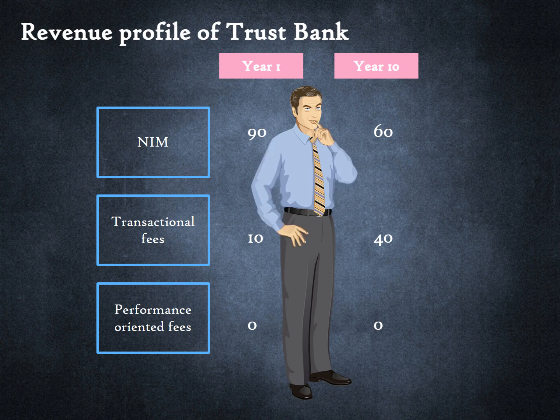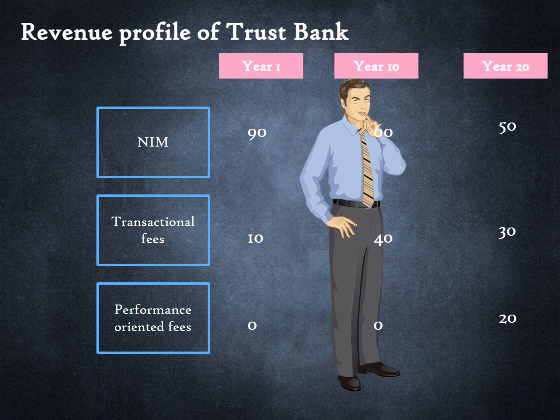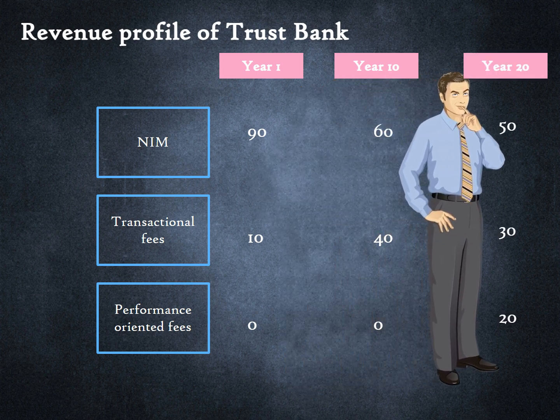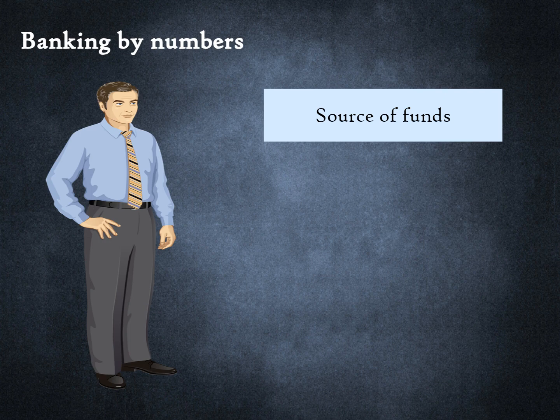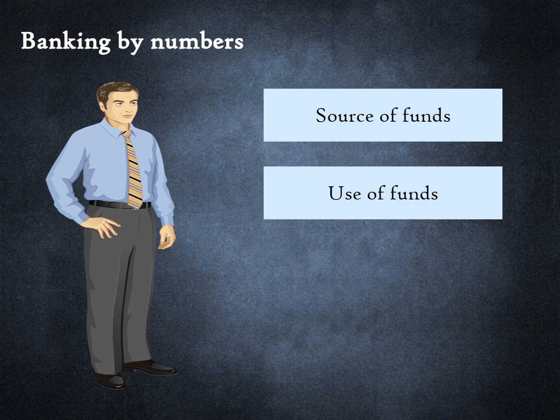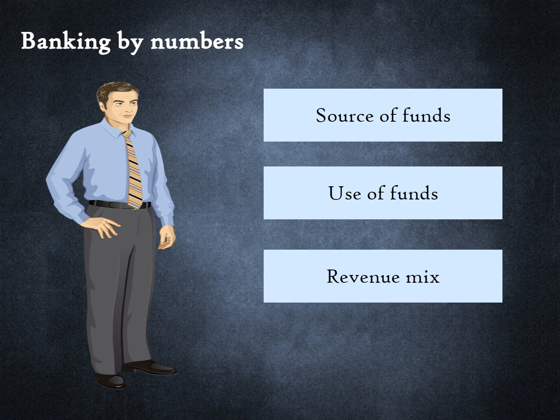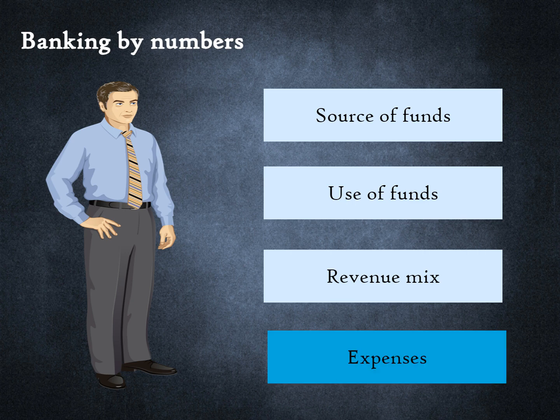Over the next 10 years, Trust Bank grew its asset management and investment banking business, through a combination of organic growth and acquisitions. At the end of 20 years, Trust Bank had a healthy mix of NIM, transactional fees and performance-oriented fees. We began this lesson with looking at how banks source funds, and then we learnt how they deployed funds. The point of all this is to earn revenues. Therefore, we analyze the revenue mix of banks. But raising and deploying capital and selling products requires a bank to incur expenses. We will now complete our banking by numbers lesson with diving into expenses.